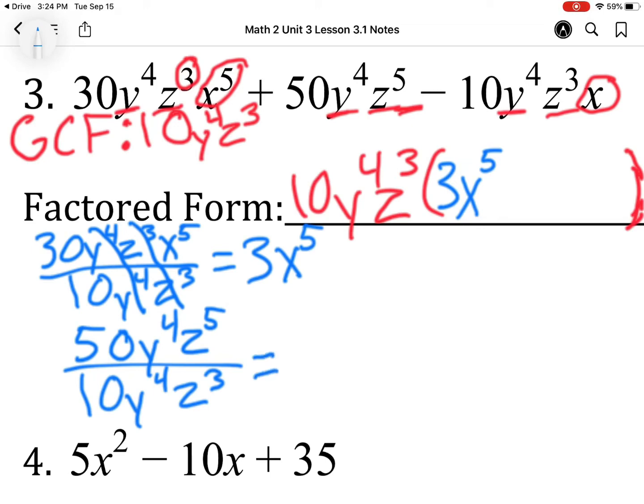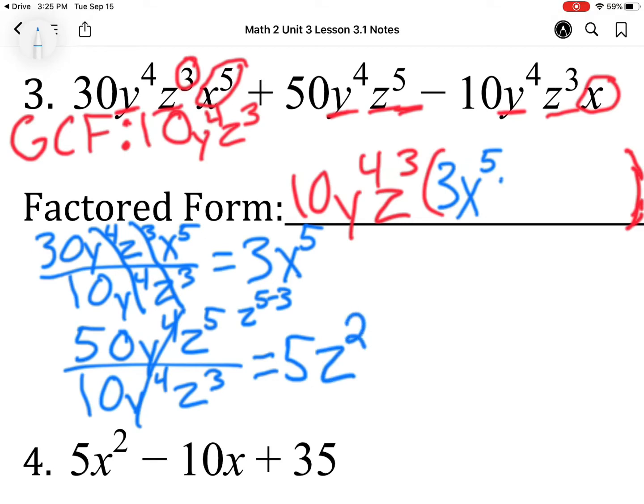So 50 divided by 10 gives us 5. The y's cancel out again because the exponent is the same. It's the same thing divided by itself. And then we have like bases that are dividing. We reviewed a little bit of this last unit. When we're dividing, we're going to subtract the exponents. So you have z to the 5 minus 3, which is the same thing as z squared.